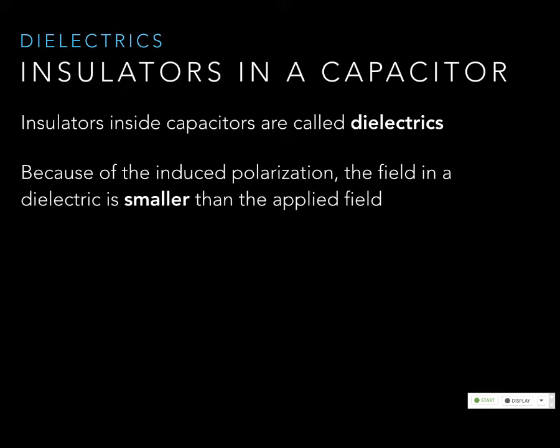If you have a capacitor, you put plastic in between the plates, that's an insulator, okay? You put glass in between the plates, that's an insulator. Because of the induced polarization, the field in the dielectric is smaller than it would be if you didn't have it there, if there was just a vacuum, all right? And we have something called the dielectric constant K, or well, kappa.